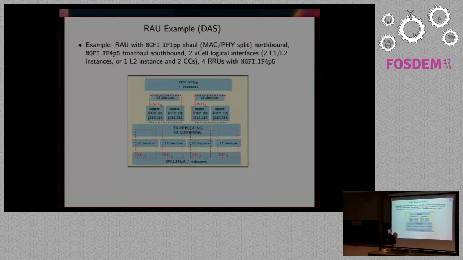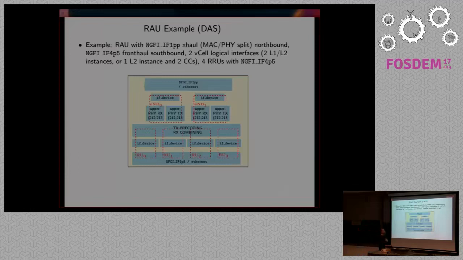Let's look at another example. The ones I just showed you were examples of the radio units when we were connecting an eNodeB directly to a radio unit. In the first set of slides I showed you, there was also an intermediate node. Okay, this is an example of what an intermediate node could look like.